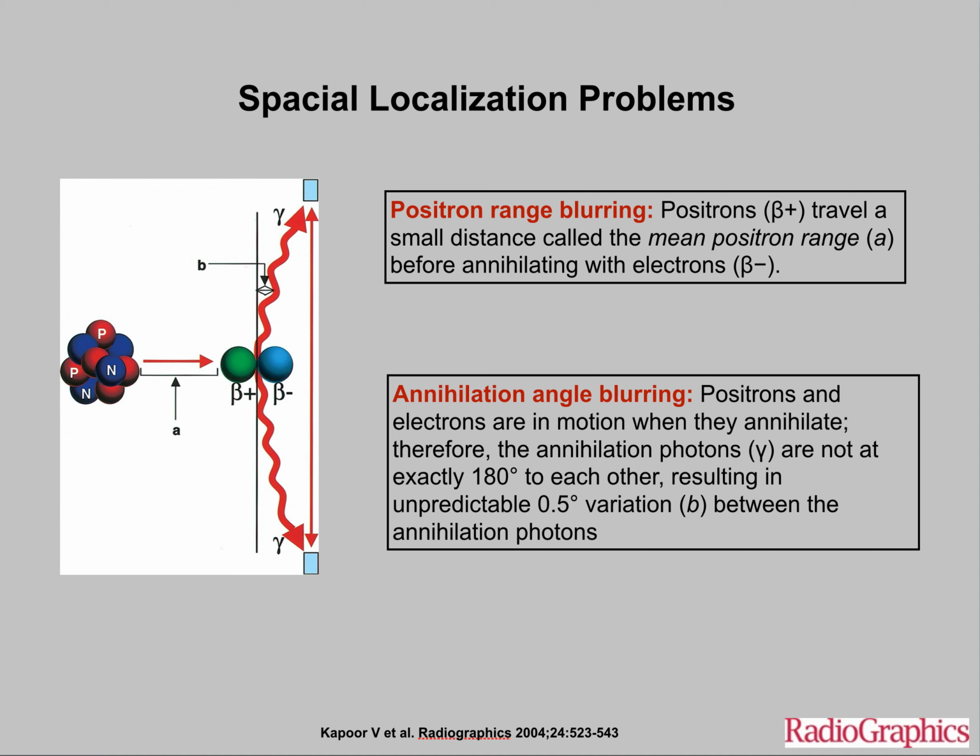So in PET technology, because the positron travels a certain distance, it creates something that's called positron range blurring. Subsequently, once the annihilation event occurs, the 511 keV photons travel at a certain angle because of the conservation of momentum law, and this is called annihilation angle blurring. So taken together, these result in about 5 to 7 millimeter spatial resolution.